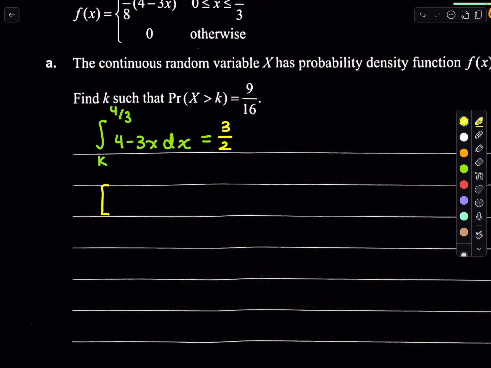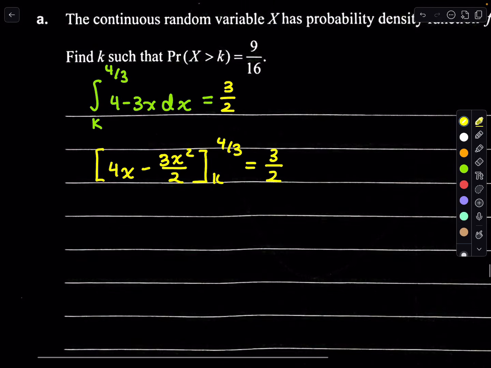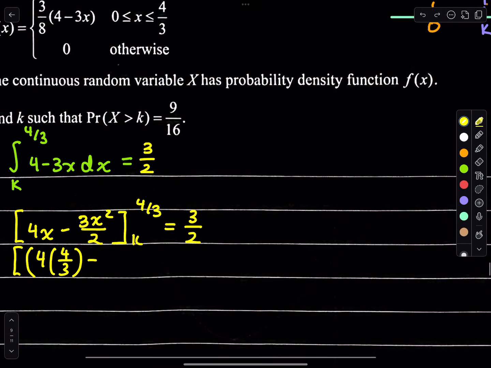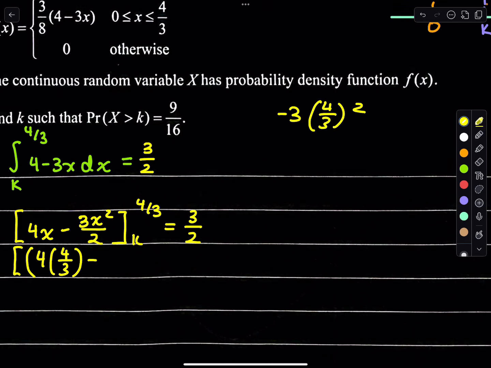How do you integrate 4? Integrating 4 is just 4x, of course. How do you integrate negative 3x? It's just 3x²/2. Close it from k to 4/3, and that's all equal to 3/2. Now what we're going to do is sub in 4/3, the top terminal, into the function. Let's do that. What's 4 times 4/3? Minus, okay, this is ugly. So imagine subbing 4/3 into this whole thing. We'll do it on the side. It's -3, and you're subbing 4/3, all squared, divided by 2.